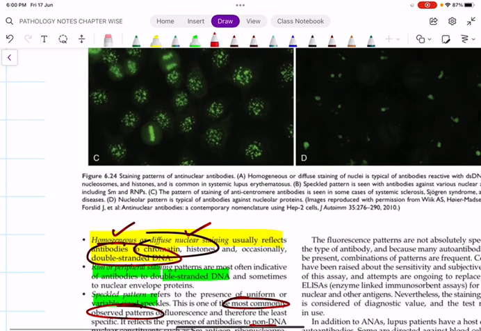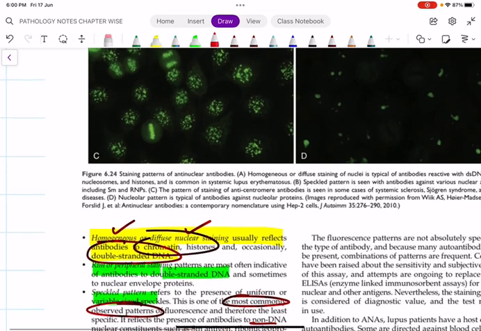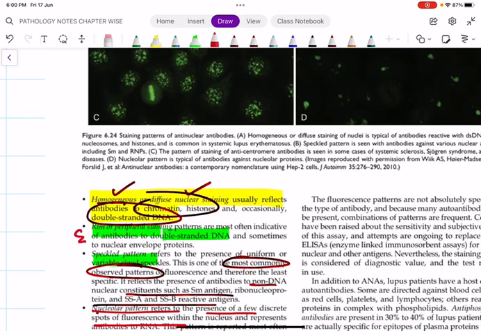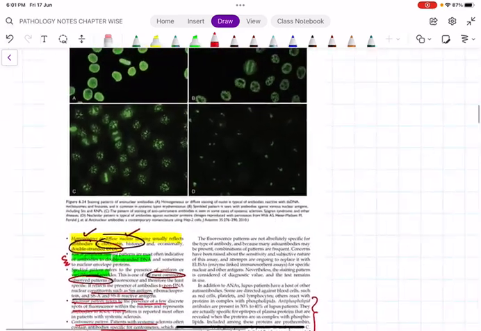The second is what we call rim or peripheral staining. It is almost similar to the homogeneous or diffuse nuclear staining. Here the antibodies are directed against double-stranded DNA. Actually, in both homogeneous or diffuse staining and rim or peripheral staining, the antibodies are directed against double-stranded DNA, chromatin, histones, all those things.